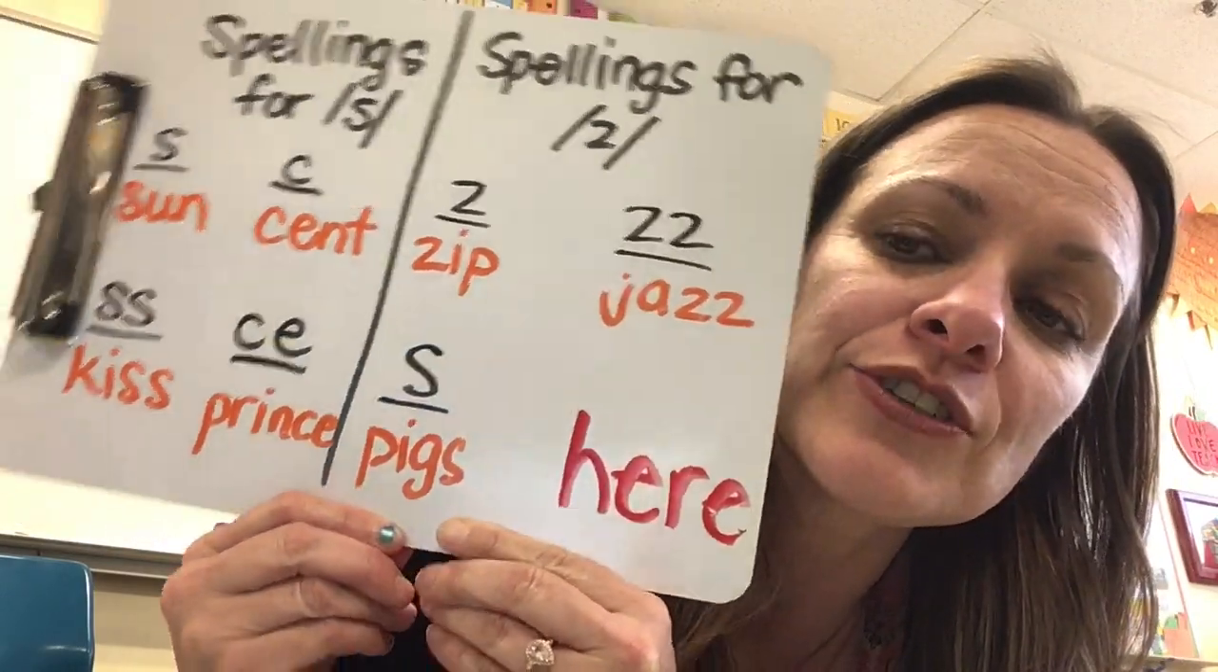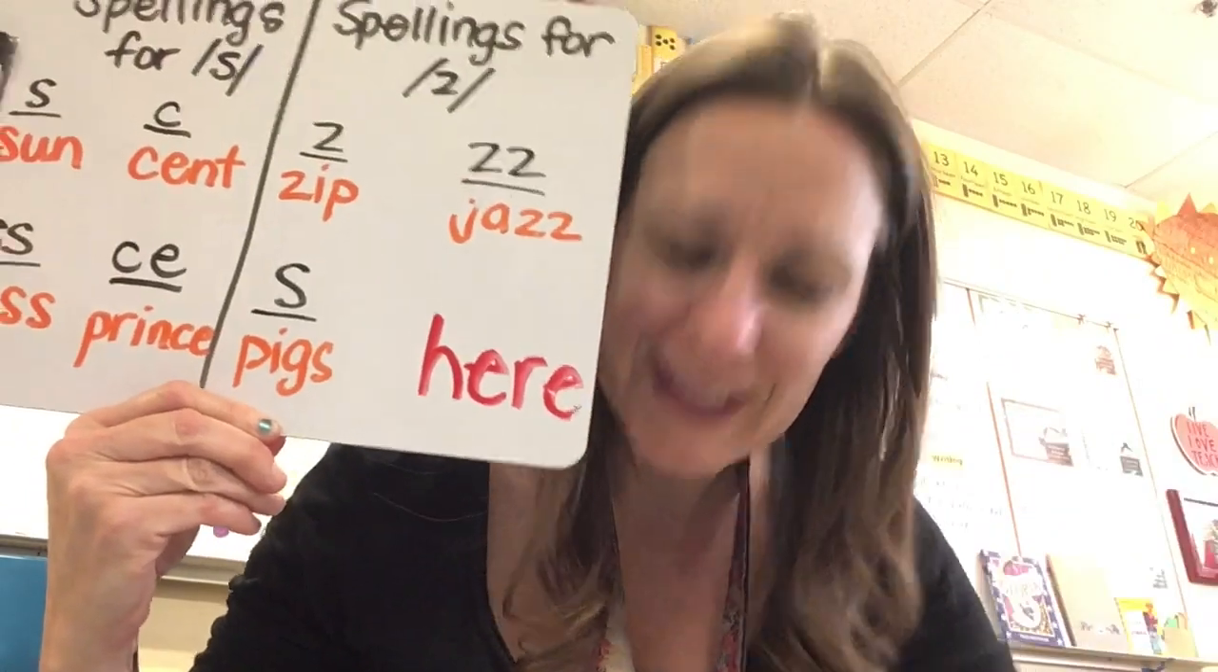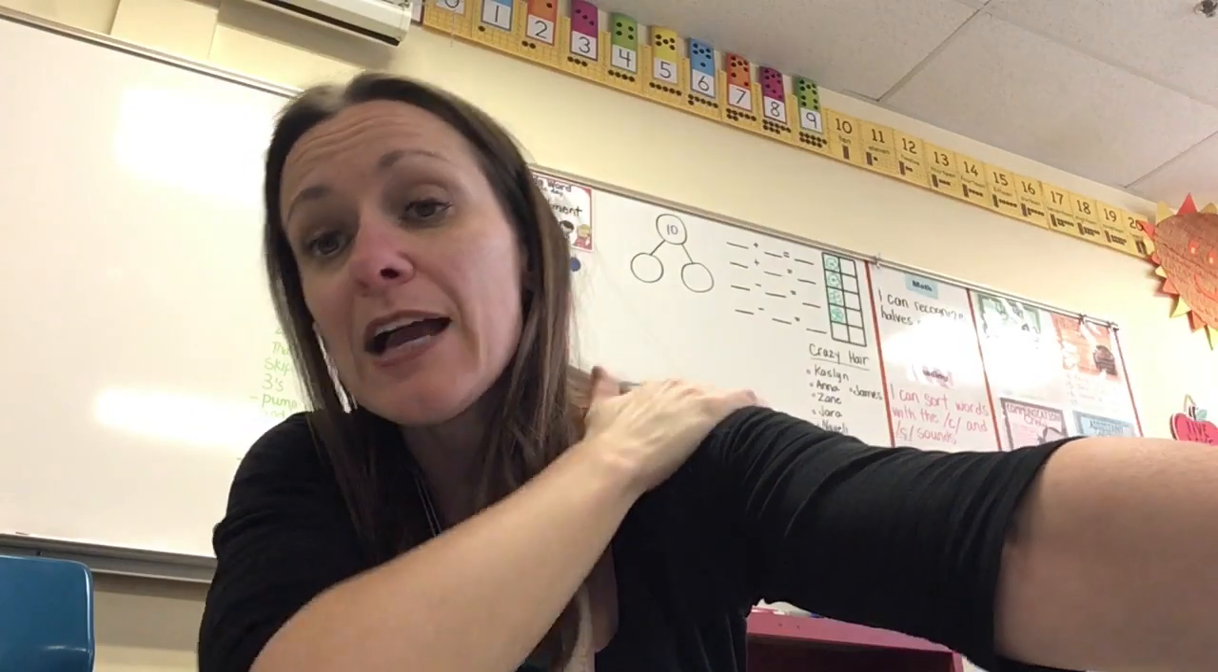Then we have, of course, our tricky word, which this week is here, as in right here. Let's arm tap here. Are we ready? Hold that hand out. Let's arm tap it. H-E-R-E, here. H-E-R-E, here. H-E-R-E, here. If you're bored, just walk around going H-E-R-E, here. Your mom and dad will be like, what are you doing? I'm practicing my tricky word here. Arm tap it. All right.